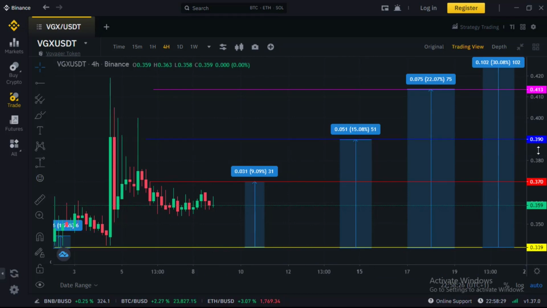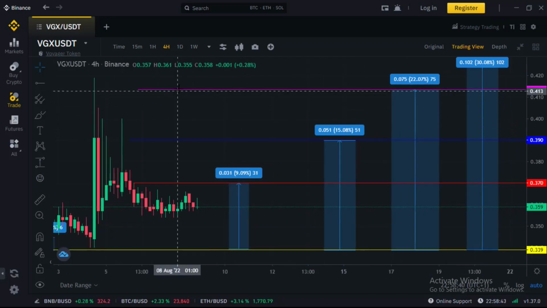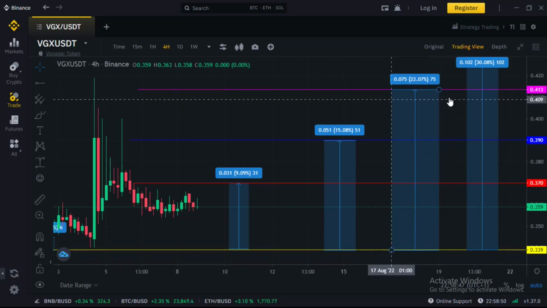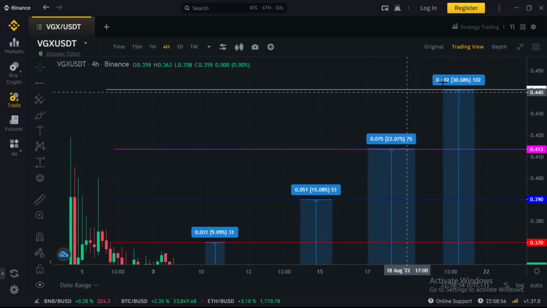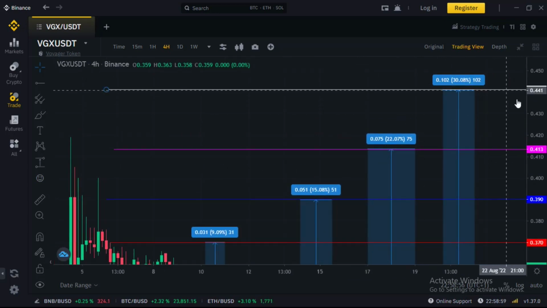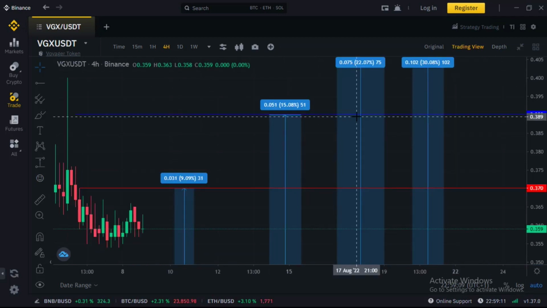So as you can see on the candlestick price chart data, your entry price is at 15%, which is 0.390 cent, and your stop loss price is at 9%, which is 0.370 cent, and your safety price is at 22%, which is 0.413 cent, and finally your take profit price is at 30%, which is 0.441 cent.